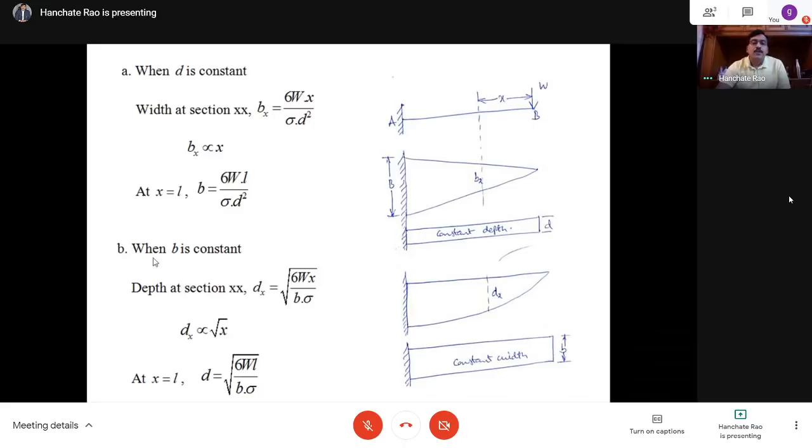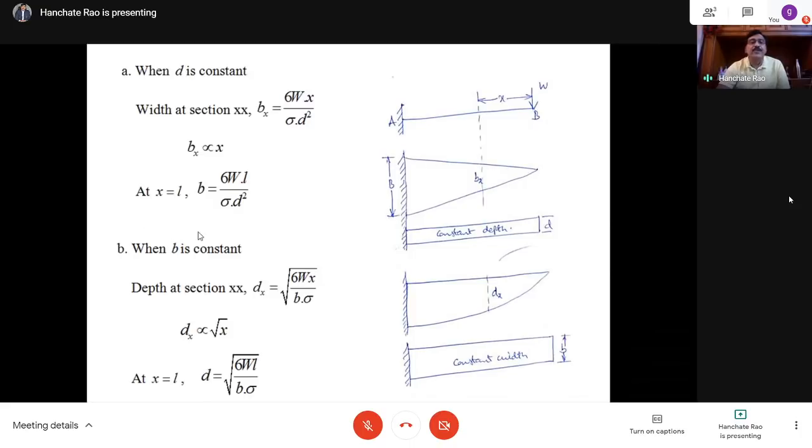Similarly, if we keep the breadth constant and vary the depth, that is the second case, we are varying the depth. Width is kept constant. If you keep the depth constant and vary the breadth, it is proportional to x. So it is varying as a straight line variation.